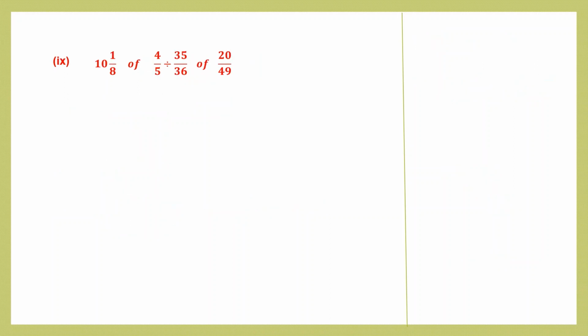Question 9. Now what do we have here? We have 10, 1 by 8 of 4 by 5 divided by 35 by 36 of 20 by 49. So we don't have brackets here. So in BODMAS, the first letter is B. Brackets is not there. Then the next letter is O, which stands for of. That means we have to do of here and of here and then go to division. So we need to work out this first. So let's work that out here on the working column. So we have 10, 1 by 8, of means into 4 by 5.